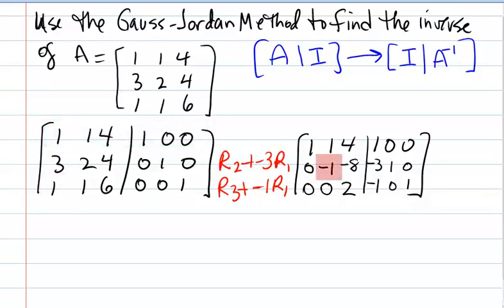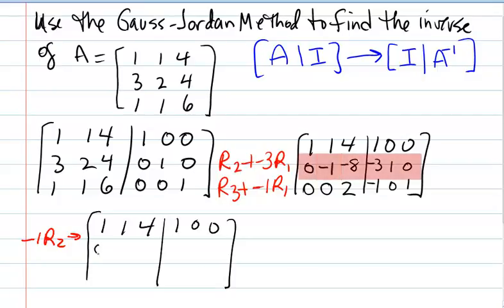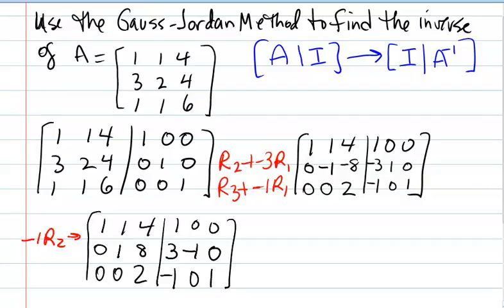The next row operation that I'm going to do will turn this entry into a positive 1. So I'm going to take negative 1 times row 2. Okay. And I have 1, 1, 4, 1, 0, 0. Second row now, 0, 1, 8, 3, negative 1, 0. Just multiplied right across there by negative 1. 0, 0, 2, negative 1, 0, 1. Nothing changes in that row.